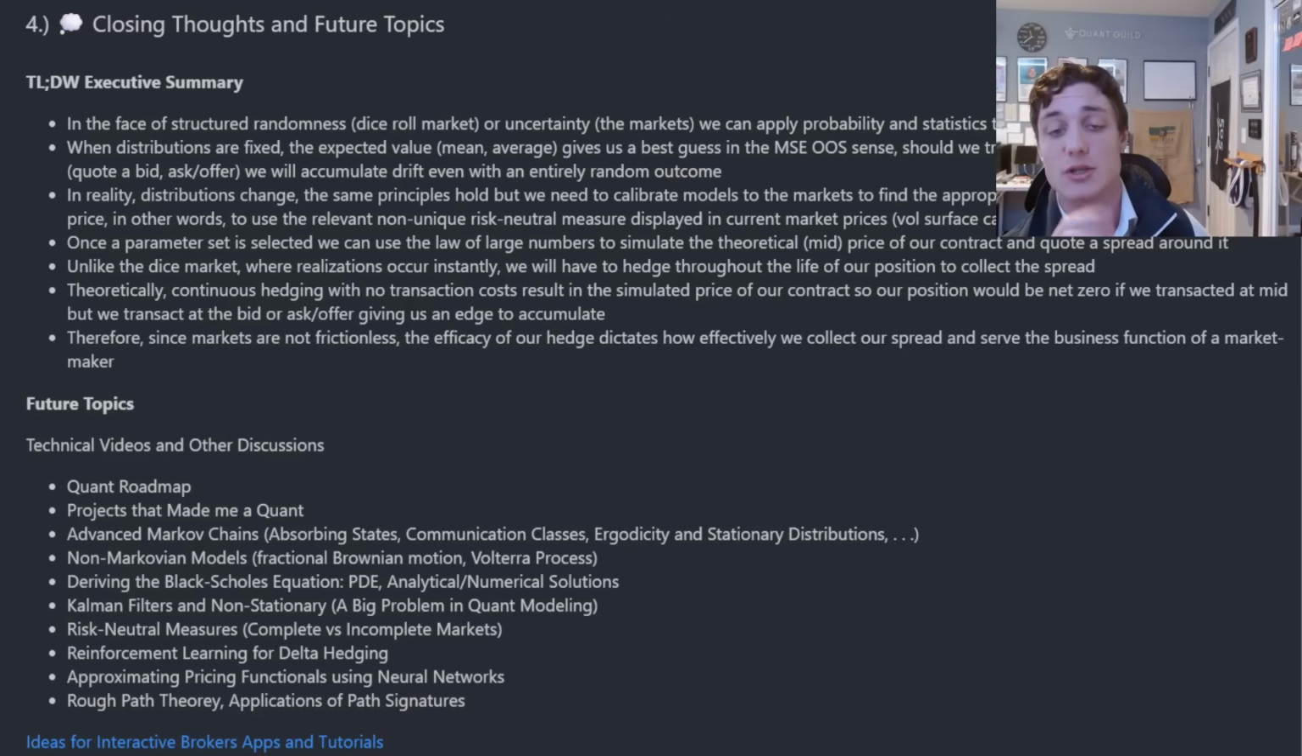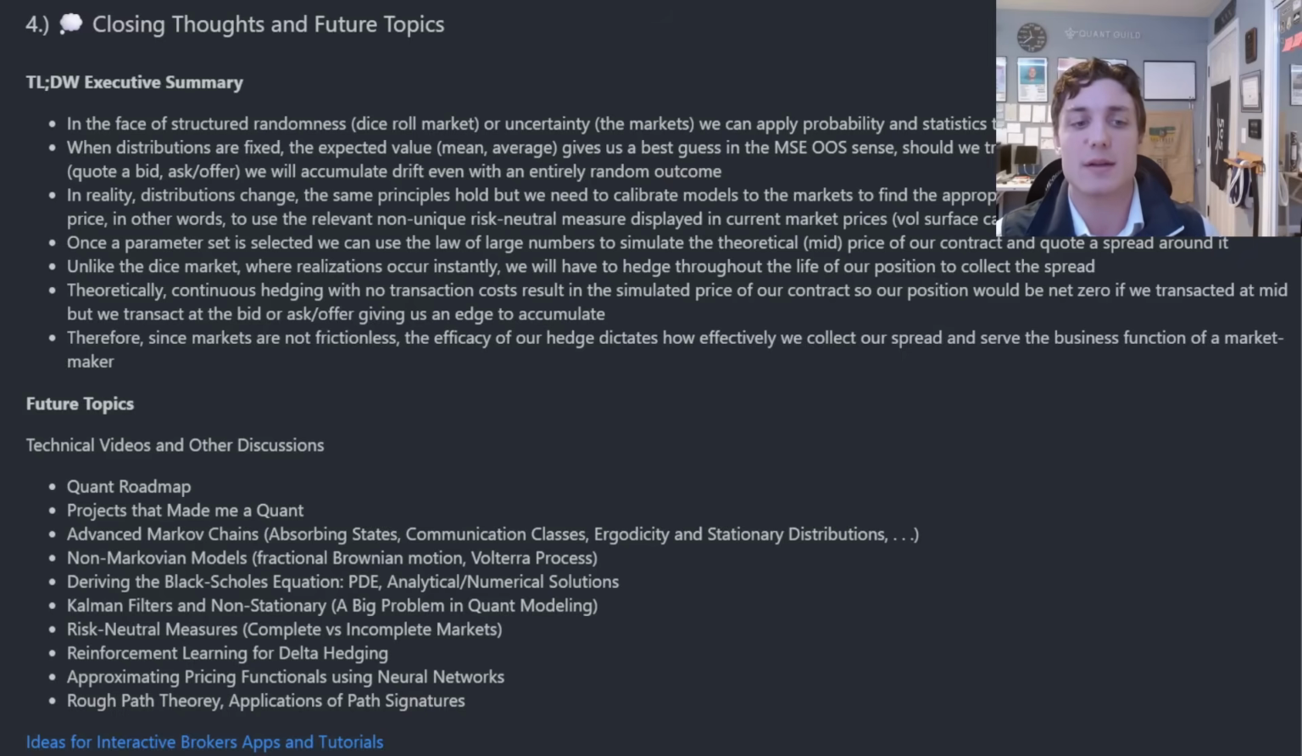Theoretically, continuous hedging with no transaction costs results in the simulated price of our contract, so our position would be net zero. But remember, we're transacting at the bid and the ask. We're constantly buying low and selling high statistically, giving us an edge to accumulate. So in reality, due to market frictions, transaction costs, and so on and so forth, the efficacy of our hedge will dictate how effectively we collect that theoretical profit from the spread.